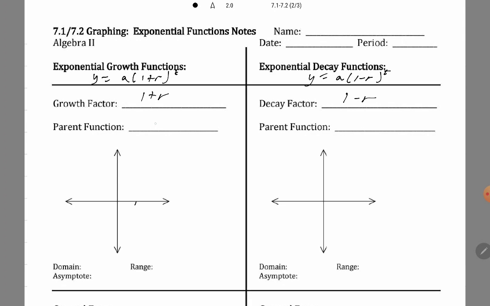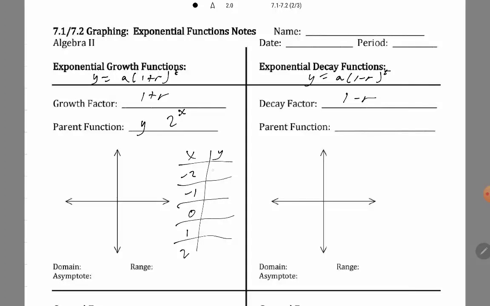So here we go. Let's start off with a function. When we're growing, we have a number bigger than 1. So let's just use a basic number, let's say 2 to the x power. Okay? That means we would have like a 100% growth rate. So what it would look like, make our XY table. We would use just a standard -2 to +2, and then punch in our values.